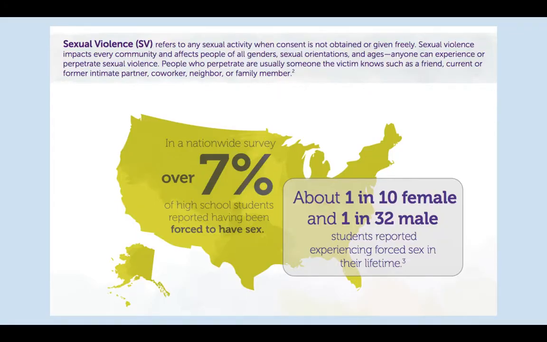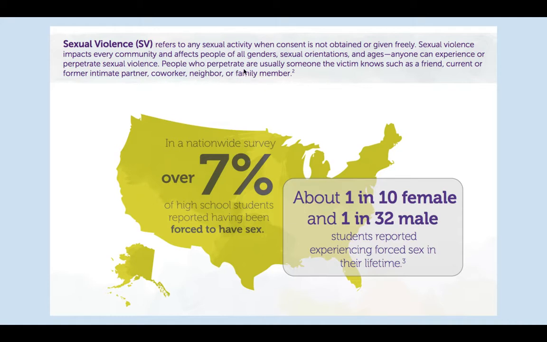I found this visual that I want us to go over with a statistic before we look at some other statistics, because it also includes this definition. Sexual violence refers to any sexual activity when consent is not obtained or given freely. Sexual violence impacts every community and affects people of all genders, sexual orientations, and ages. Anyone can experience or perpetrate sexual violence. People who perpetrate are usually someone the victim knows, such as a friend, current or former intimate partner, coworker, neighbor, or family member.